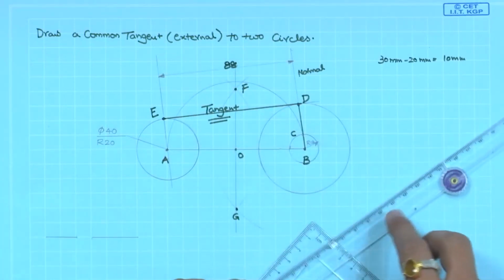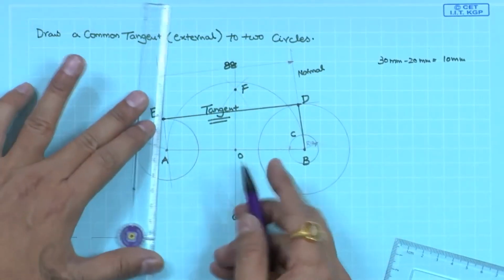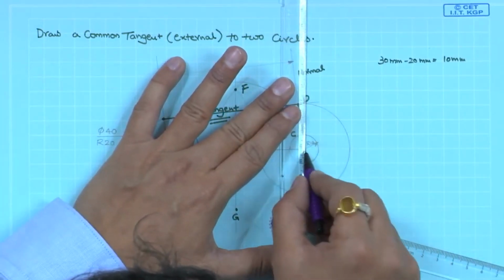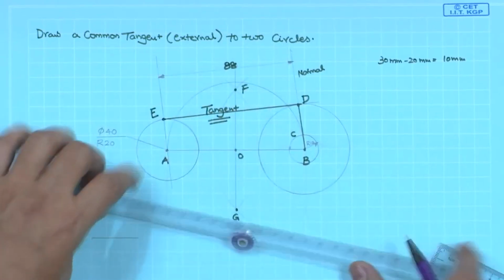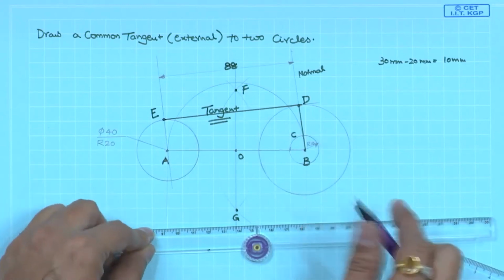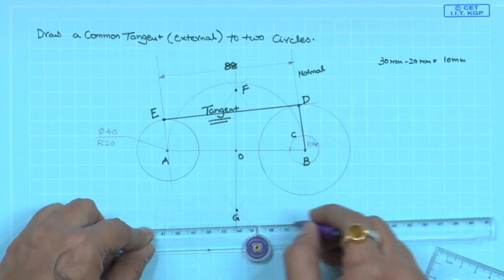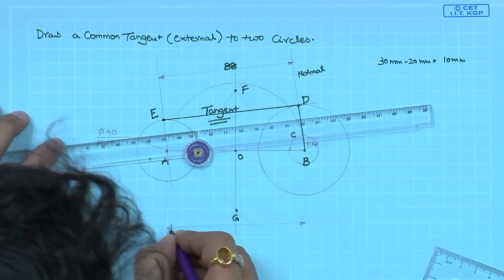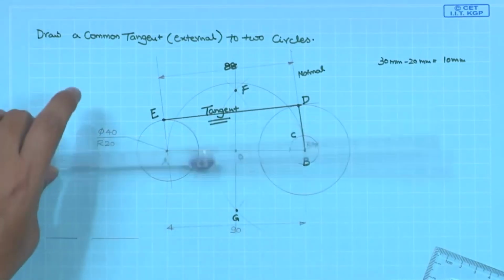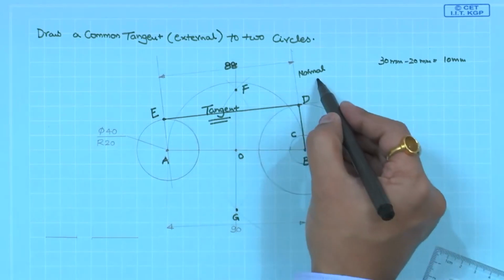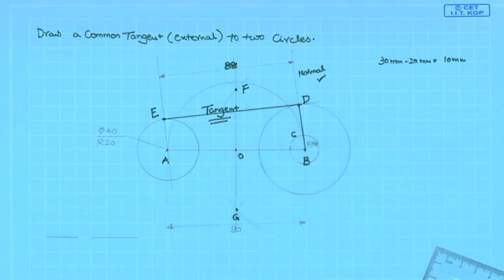The original distance between these two circles is 90 mm. This one is outside of the circle, we show this horizontal line, 90 mm. So, this is the way we construct tangent and normal to these two circles.